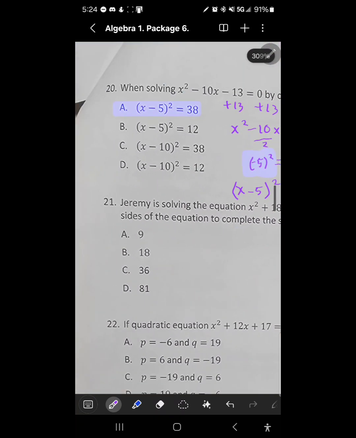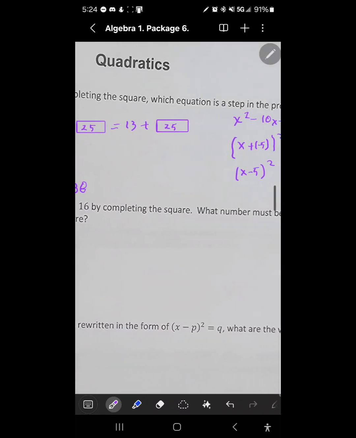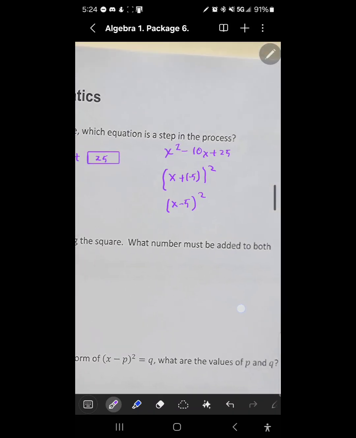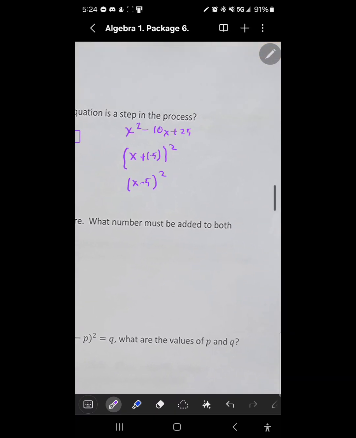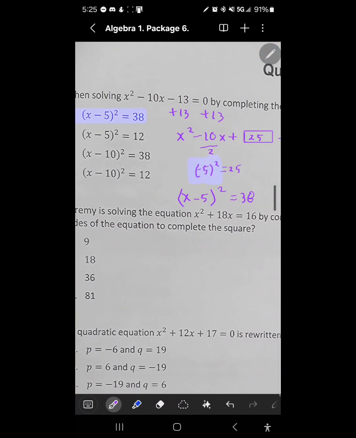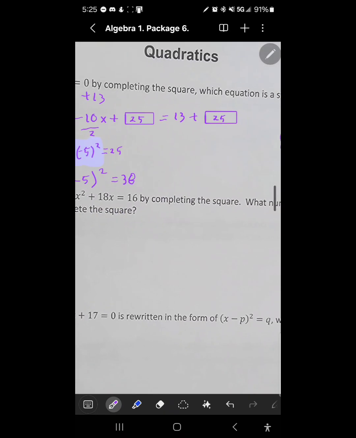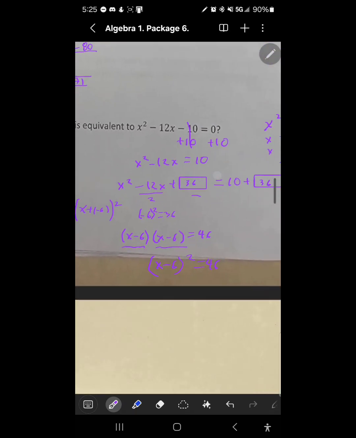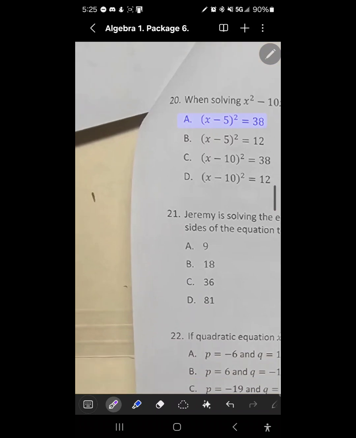Now, we are solving this equation by completing the square. What number must be added to both sides of the equation to complete the square? So this is basically what number is inside the rectangle. We add 25 in this example, and we add 36 in this example. That's the number inside the rectangle.